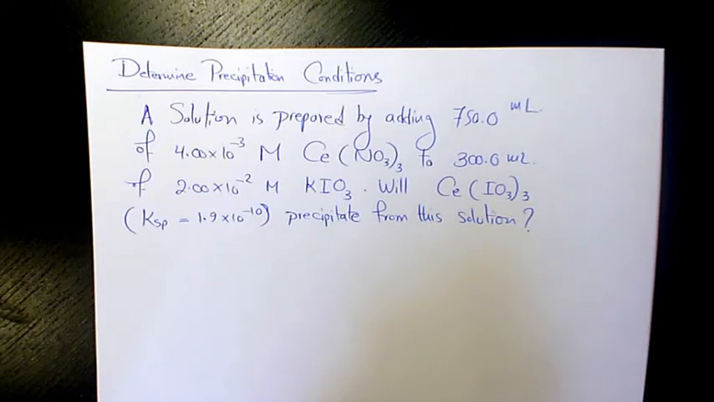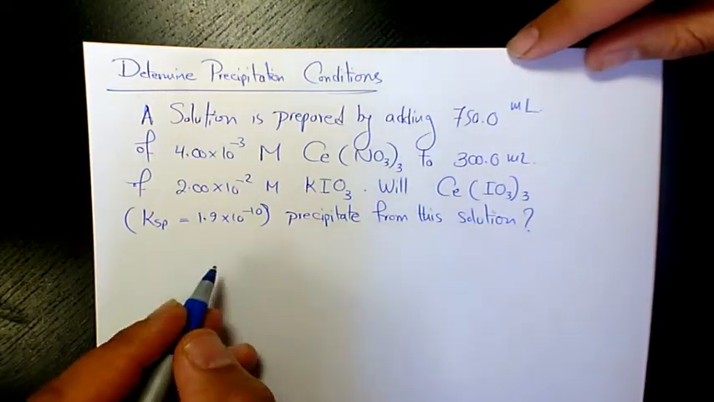It says a solution is prepared by adding 750 milliliter of 4 times 10 to the power of negative 3 molar cerium nitrate to 300 milliliter of 2 times 10 to the power of negative 2 molar potassium iodate. Will cerium iodate, KSP 1.9 times 10 to the power of negative 10, precipitate from this solution?